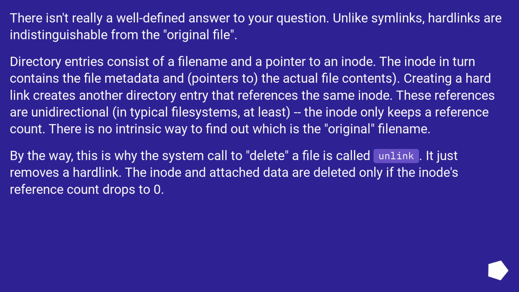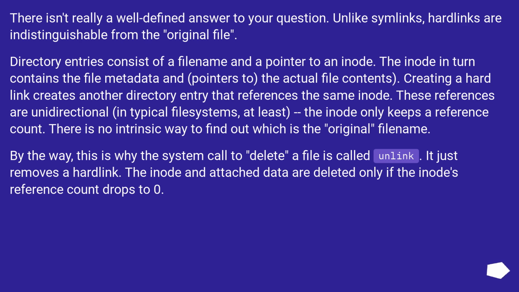There isn't really a well-defined answer to your question. Unlike symlinks, hard links are indistinguishable from the original file. Directory entries consist of a file name and a pointer to an inode. The inode in turn contains the file metadata and pointers to the actual file contents. Creating a hard link creates another directory entry that references the same inode. These references are unidirectional. In typical file systems, at least, the inode only keeps a reference count. There is no intrinsic way to find out which is the original file name.